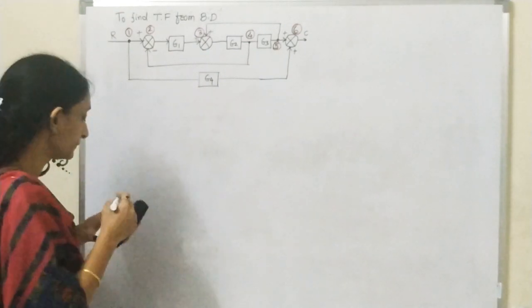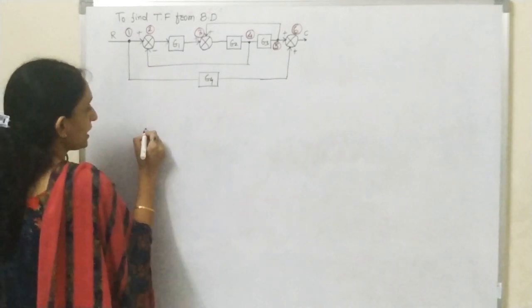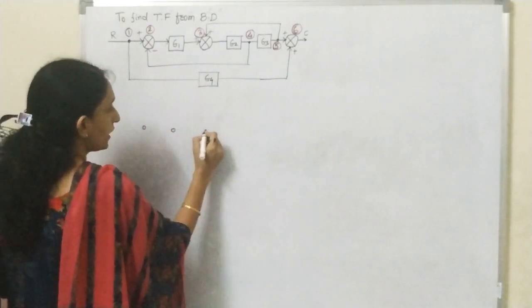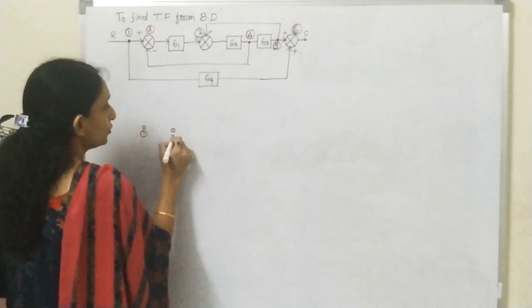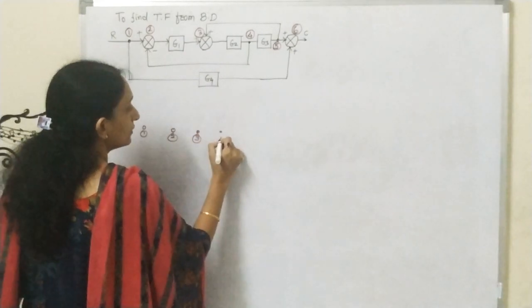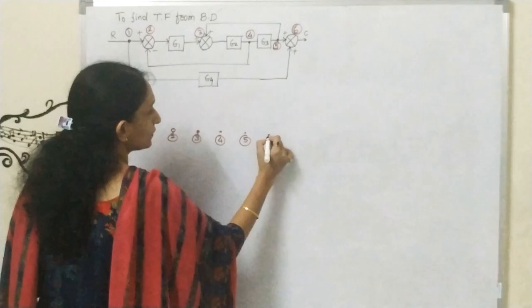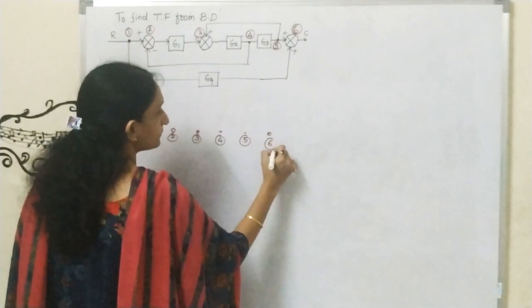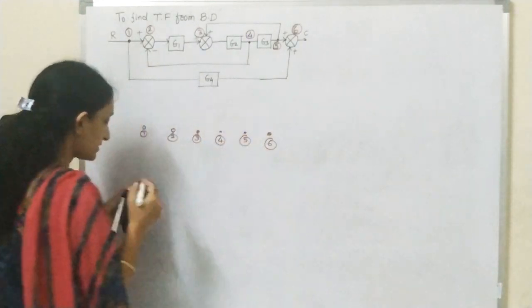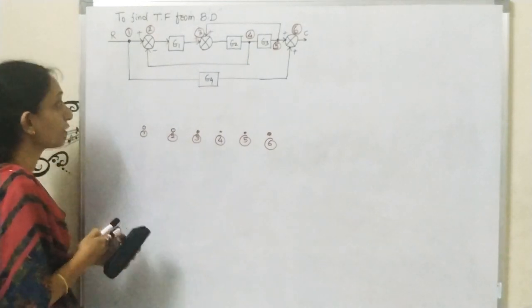Then we will convert this block diagram to SFG. I will draw node 1, node number 2, node number 3, node number 4, 5 and 6. So these are 6 nodes. Now we will join all these nodes according to the block diagram.